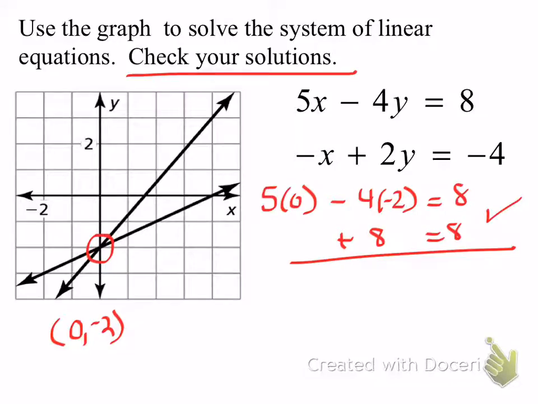I'm going to try it again. 0 plus 2 times -2 equals -4. Does that equal -4? Check. It works. It should work because we're looking at it visually. So it should work, but this is just our method of proof. Okay? And so we say 0, -2 is the solution to the system. Questions? All right, let's move on.